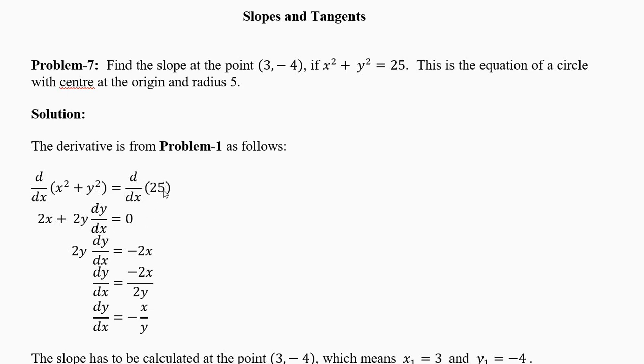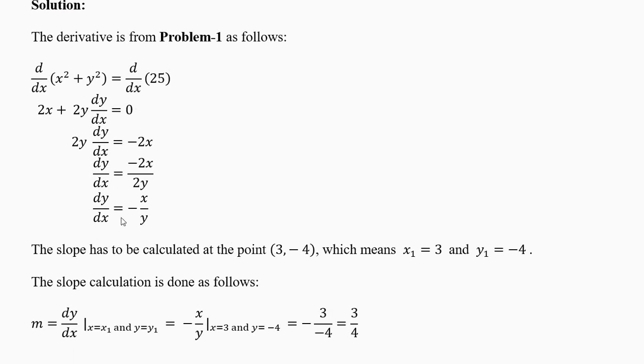Whether it is 25 or 200 doesn't matter. It is 0. Now take this 2x this side. It will become minus 2x. dy by dx into 2y equal to minus 2x. Take this 2y this side. So you have dy by dx equal to minus 2x by 2y. Cancel the 2 and put the minus, remove the minus from the numerator and put it in the common. So dy by dx equal to minus x by y.